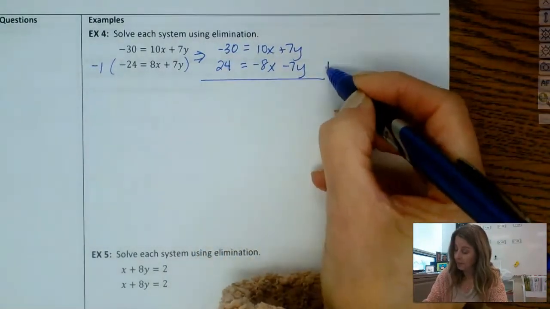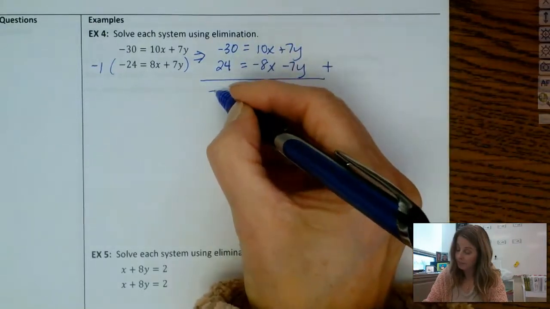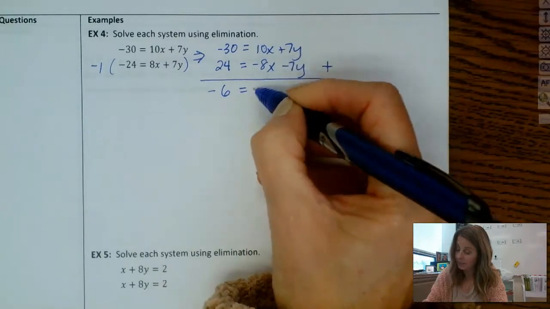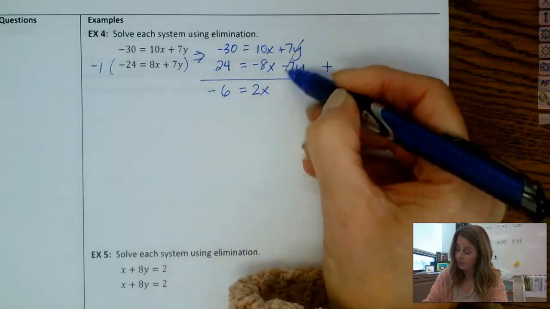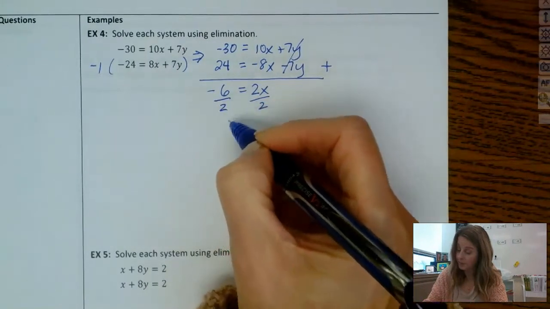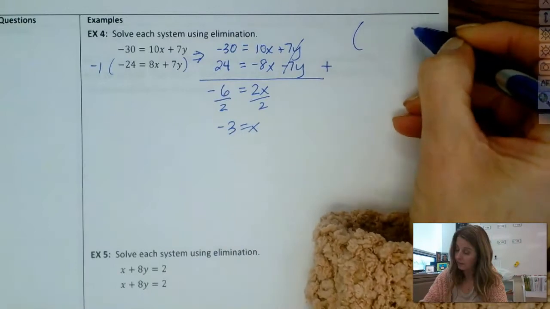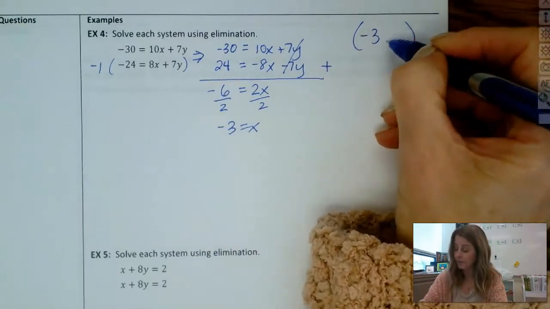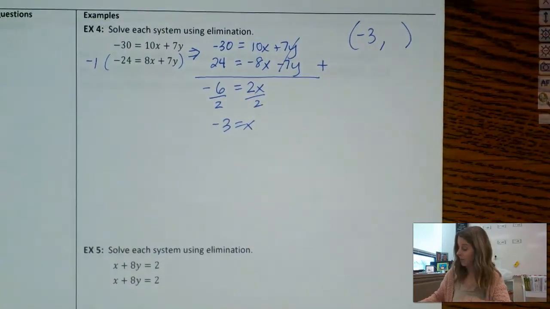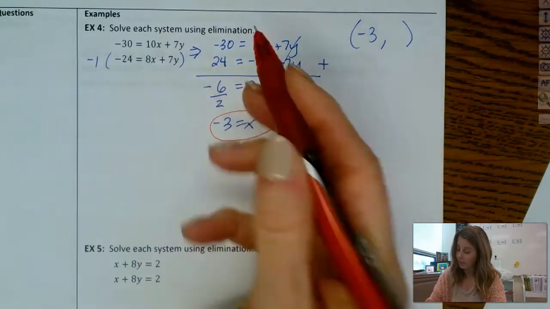All right, now I'm ready to add. So negative 30 minus 24 is a negative 6. 10 minus 8 is 2. And then the y's cancel out. Divide by 2. So I'm getting a negative 3 for x. All right, ordered pair, negative 3 comma something. So take your negative 3 and let's substitute in.